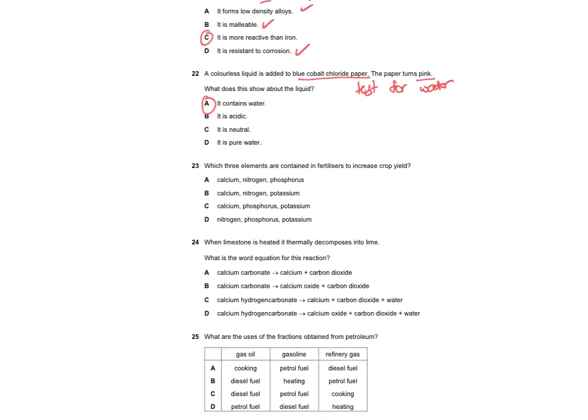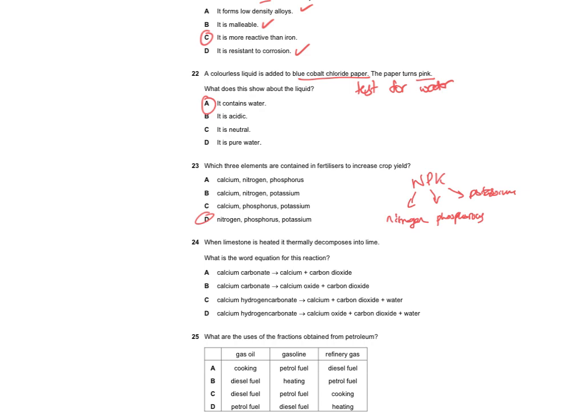Which 3 elements are contained in fertilizers to increase crop yield? So NPK, remember, is the NPK fertilizers. So we have nitrogen, phosphorus, potassium. Okay, and if you can remember NPK, remember you have a periodic table in your exam. Okay, this is going to be D.